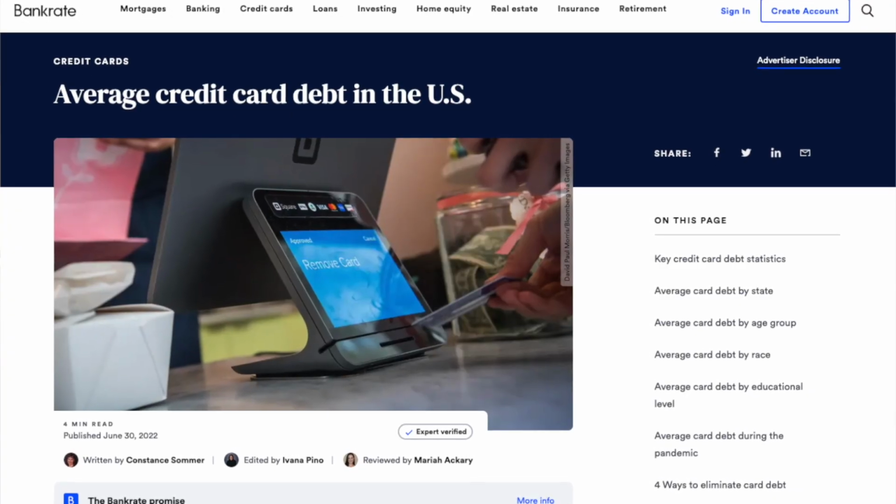Now, according to Bankrate, the average credit card debt balance is $5,221, which is just so much money as that balloons, and I'm betting that you might have even more than that on your credit card or credit cards. And so if we're really trying to be intentional about our finances this year, this is the step-by-step way to do it.